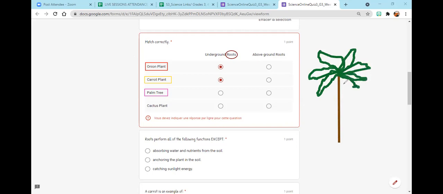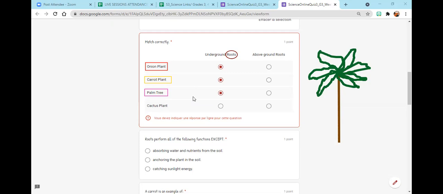How come the roots of the palm tree and the cactus plant are above ground? They're not above ground, they are underground. I'm trying to make a drawing. So look, this is a palm tree. When you see a palm tree, do you usually see their roots? Do they have roots that grow above the ground? No, the roots are hidden in the soil. So palm trees have underground roots. Cacti also have underground roots. Great job.